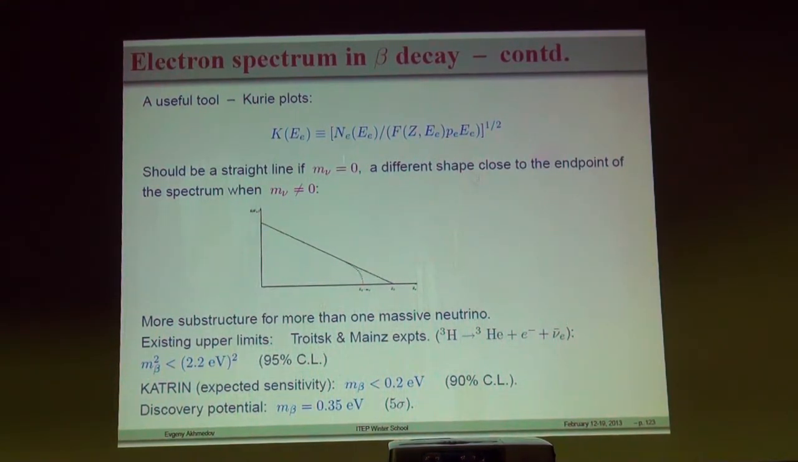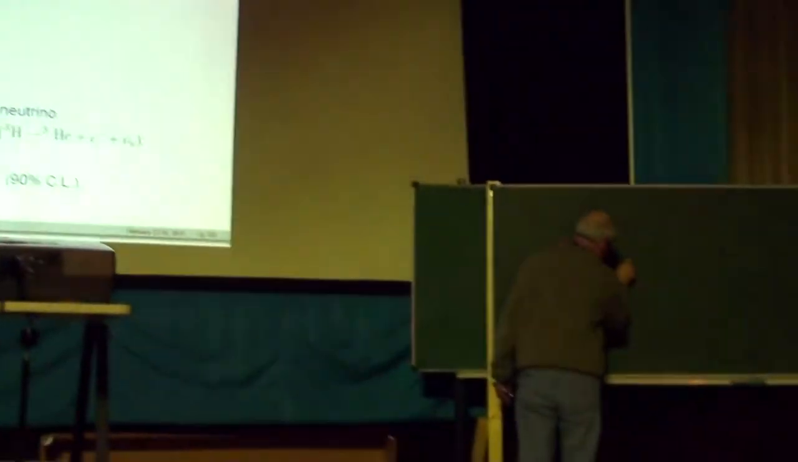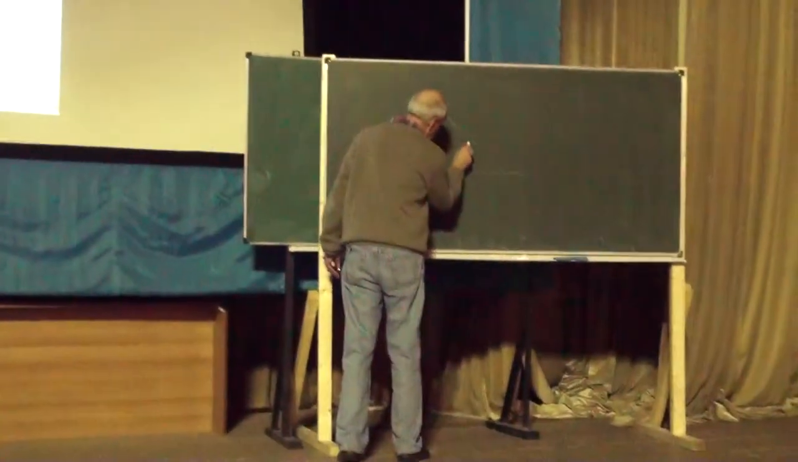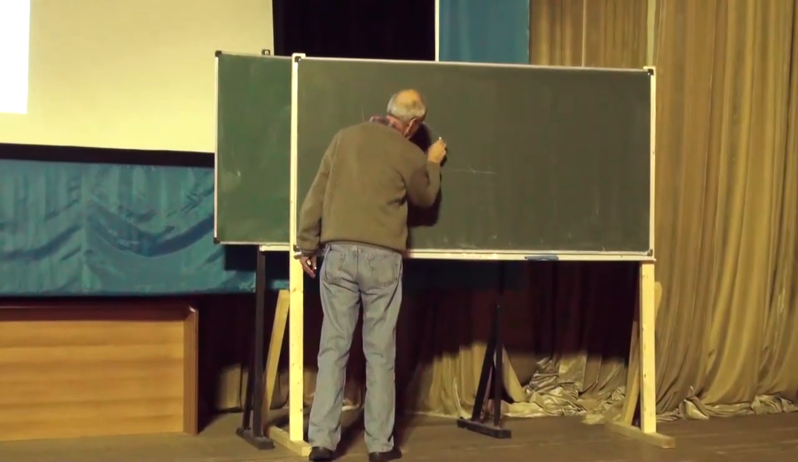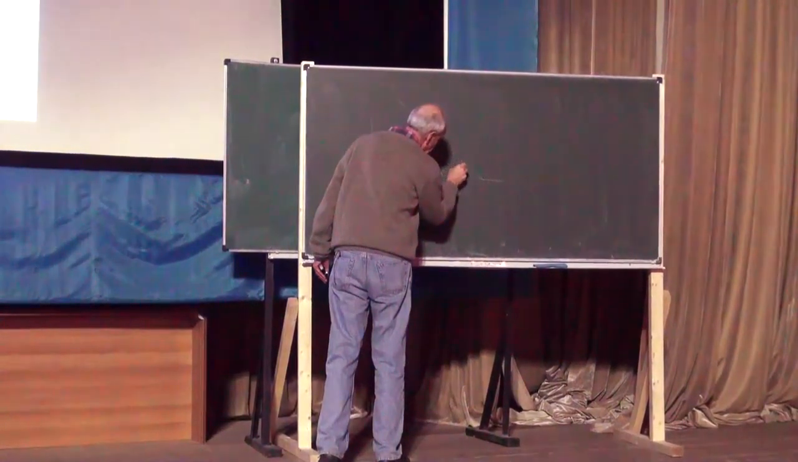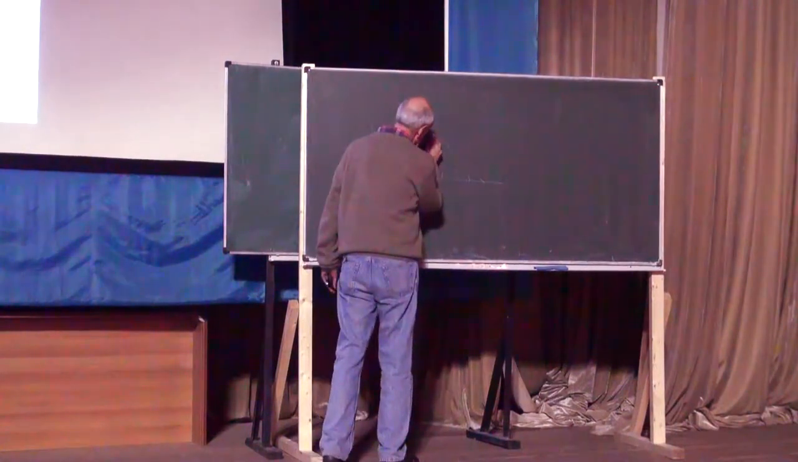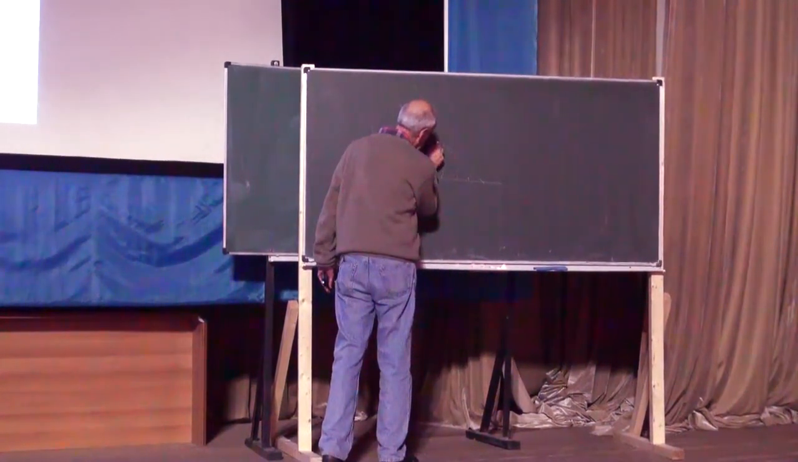So what happens if we have more than one? We know that we actually have three massive neutrinos. So we would have something like this. We expect for one mass this picture, for another mass this picture, and for the third mass, the lightest mass, this picture. And of course, what happens is that the full curve goes like this.